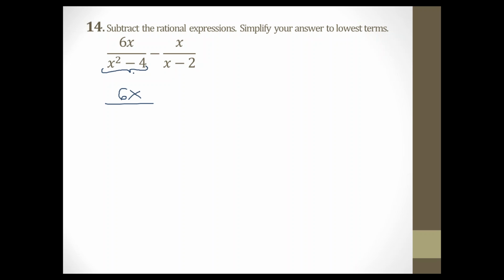X squared minus 4, that will be the difference of squares, and you factor that by taking the square root of the first term and the last term, which is an x and 2, x and 2, and then you just need opposite signs. And that would be x squared minus 4 in factored form.